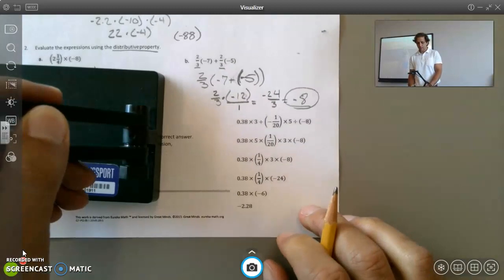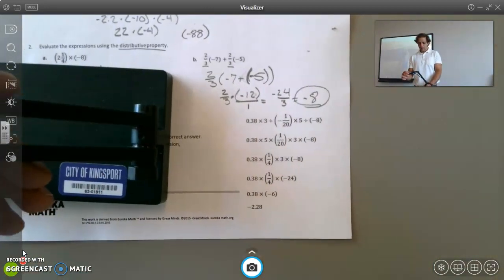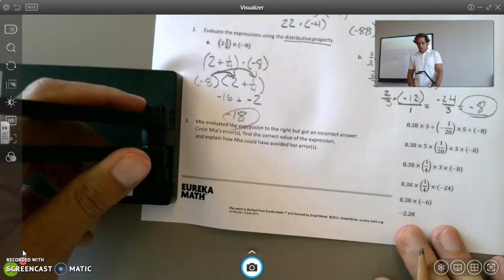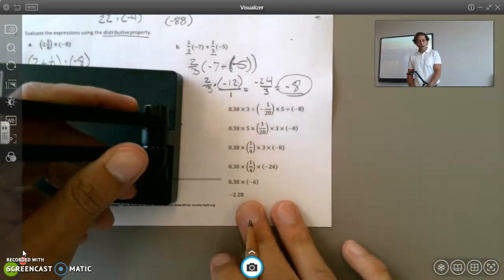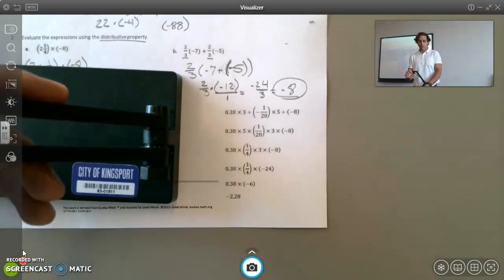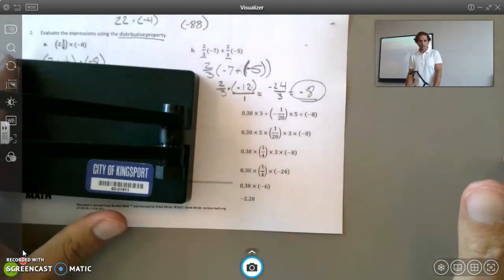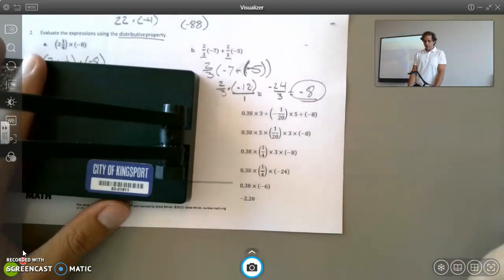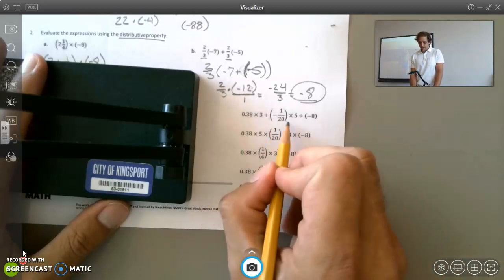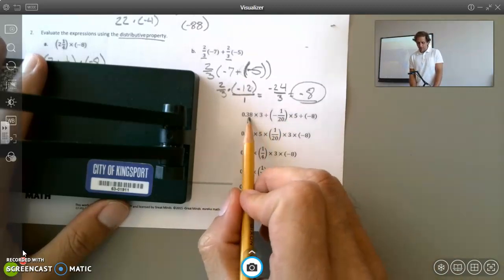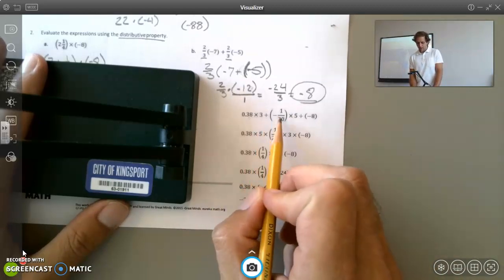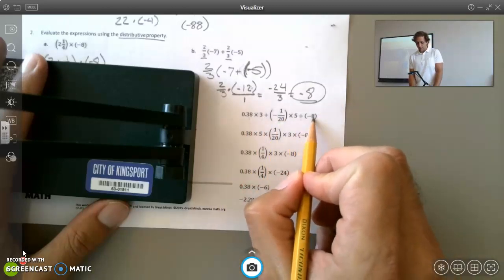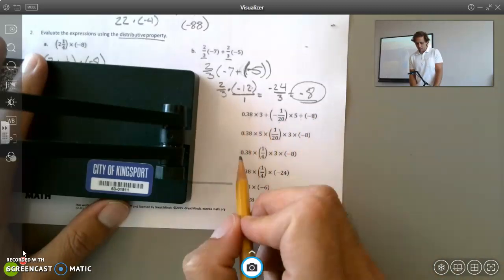Okay, let's come down here and let's look. This is about a student named Mia, and she evaluates this expression. We need to find the error that she makes, and then we need to also find the correct evaluation of the expression. So if I look at this, I see 38/100 times 3 divided by negative 1 over 20 times 5 divided by negative 8. Now let's look to see what moves she makes.